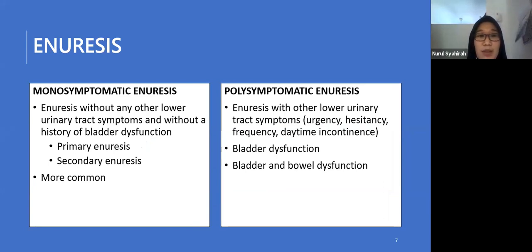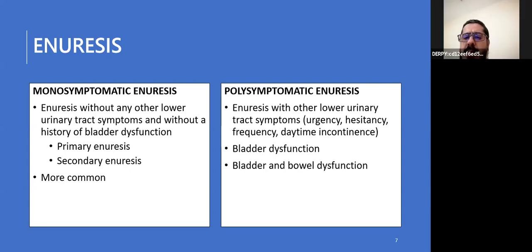Usually monosymptomatic enuresis is more common compared to polysymptomatic enuresis. Polysymptomatic enuresis is enuresis with other lower urinary tract symptoms, for example urgency, distension, frequency, and daytime incontinence. It can usually be caused by bladder dysfunction and also bladder and bowel dysfunction.